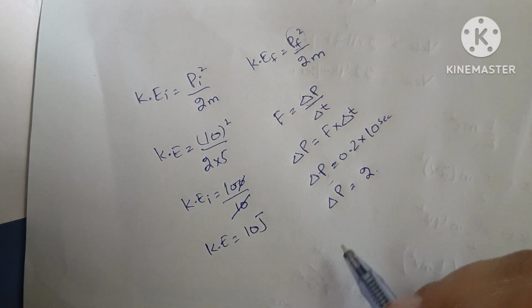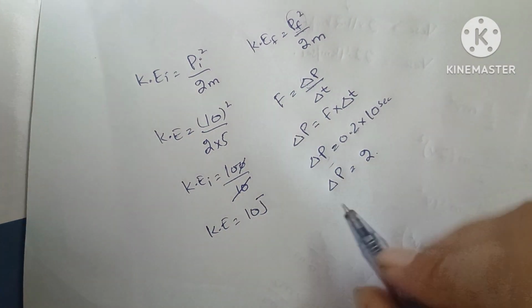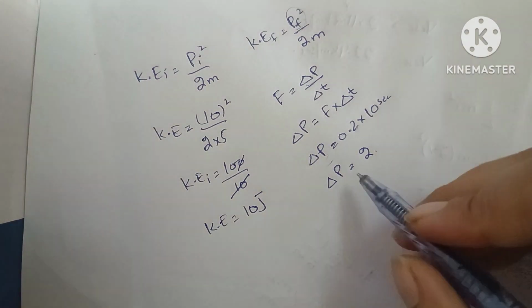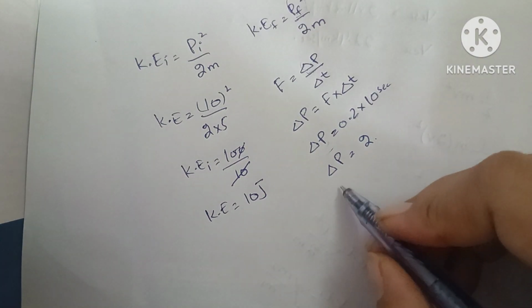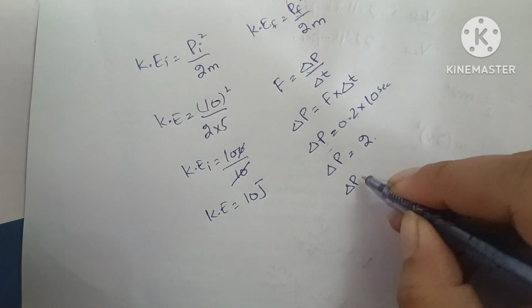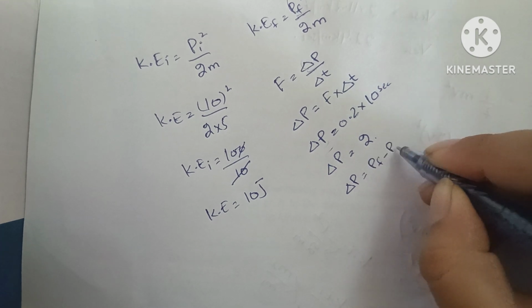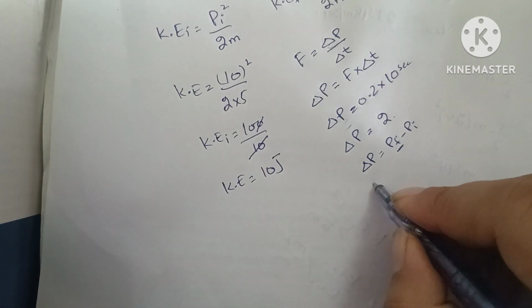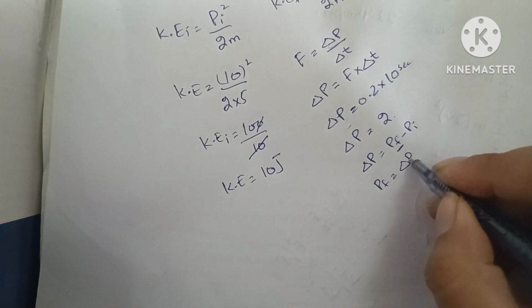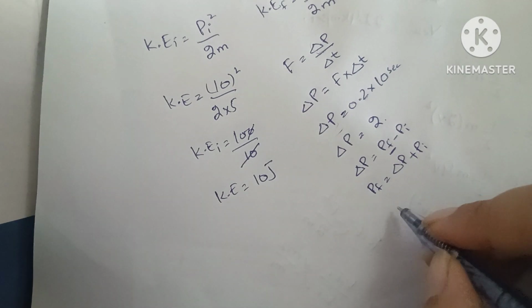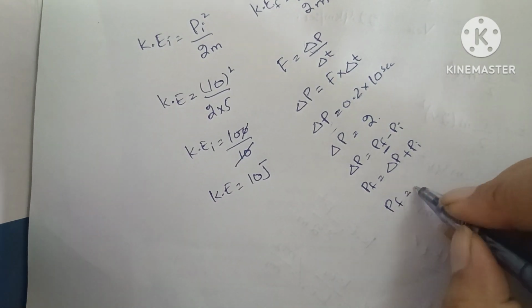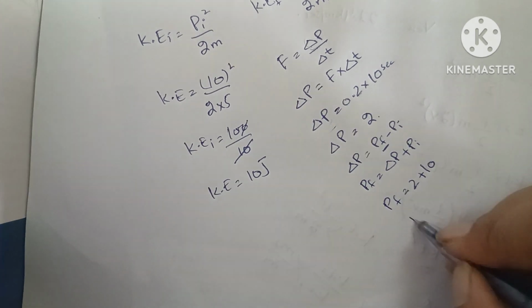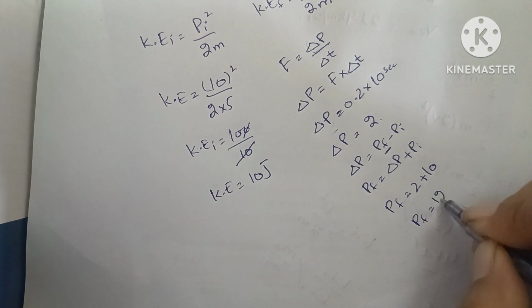Now the initial momentum is given as 10, and the change in momentum is 2. So how will we find the final momentum? Delta P is equal to PF minus PI. We have to find this PF. PF equals delta P plus PI. So PF is equal to delta P, which is 2, plus initial momentum, which is given as 10. So final momentum equals 12.